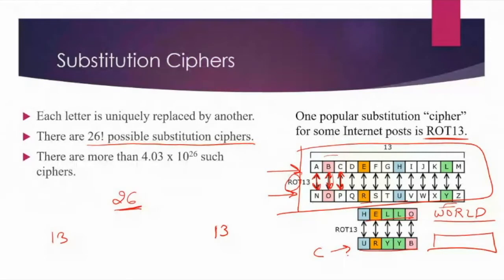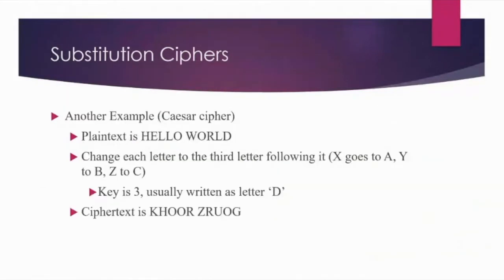Now let's discuss a specific, quite popular substitution cipher, the Caesar cipher. It is attributed to Julius Caesar, and what he said is quite simple. If this is the plain text, change each letter to the third letter which follows it.